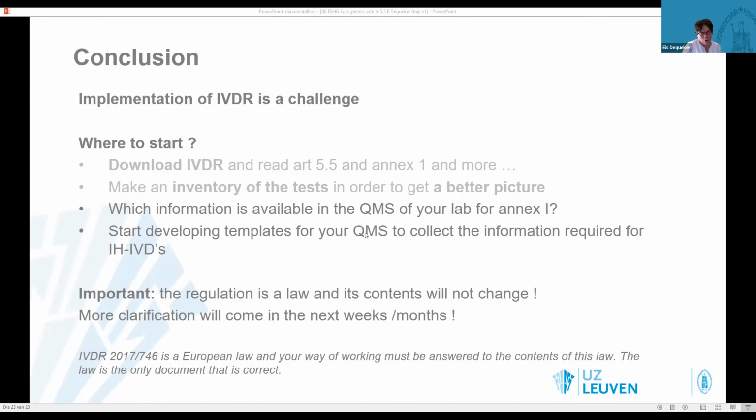We know the European Commission, and Olga can ensure this, is working very hard and pushing so that the guidance documents which are in preparation will be published soon, so that we have more information if we do not understand the law correctly. But the law is the law, and the content of the law will not change at this moment. So it's just how can we answer to the law and what is really expected. It is the same story as we had in the beginning for implementing the ISO 15189 standard.